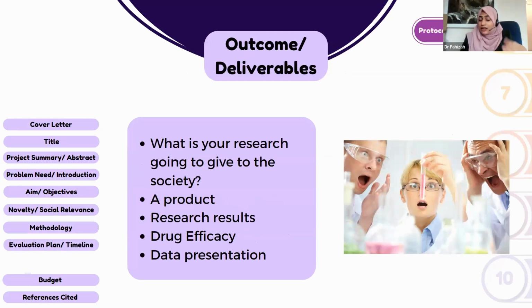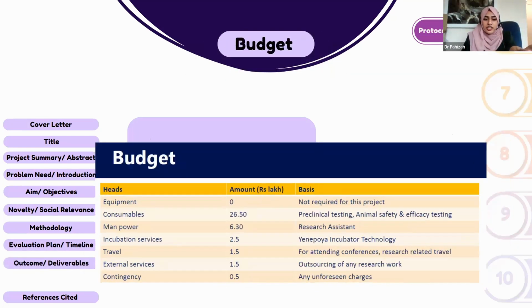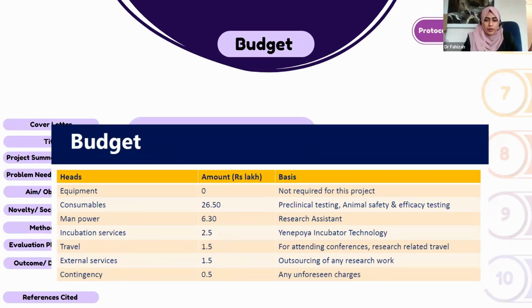Then outcome and deliverables. Again, what is your outcome? Is it a product, or is it some data, or is it some drug related study? Is the drug working, is the drug not working? Basically, data presentation is what you have to write under outcomes and deliverables. Then the budget. This is one of my project budgets, like equipment and consumables, for which I have put 26 lakhs. I think it's one of the BIRAC projects only. Manpower up to 6 lakhs, then incubation services, all that. Under different headings we write the budget.